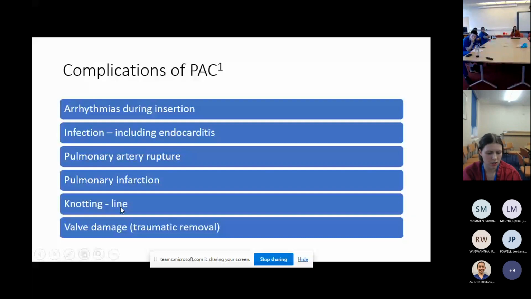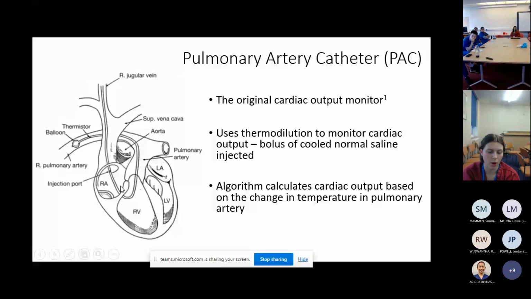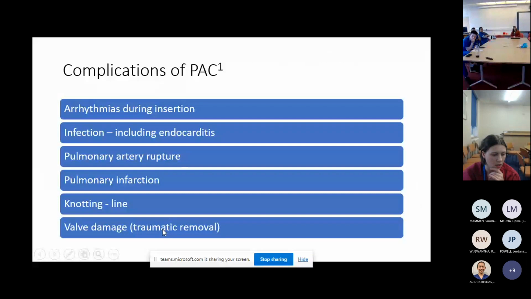So essentially, if you look at here, if it doesn't quite get through the tricuspid or the pulmonary valve, then you can end up with too much length in one of the chambers of the heart, and that can actually knot on itself or coil on itself, which can obviously be quite problematic when it comes to removing it. And then, yeah, if you do have a traumatic removal, it can cause valve damage.